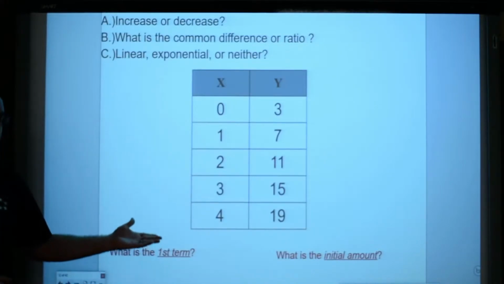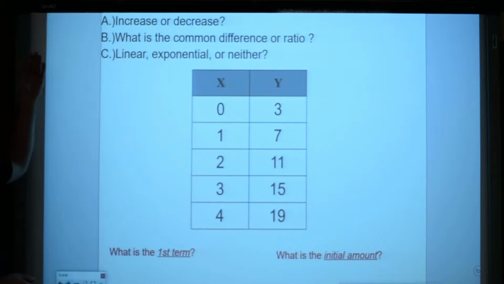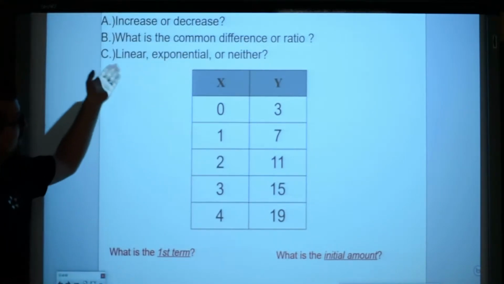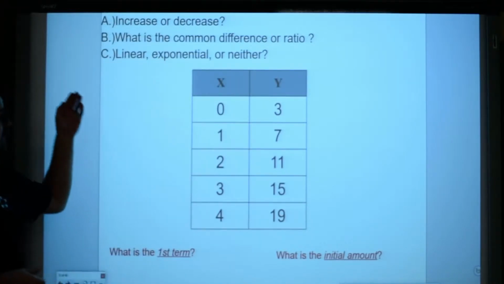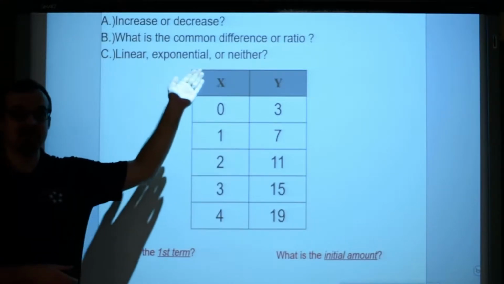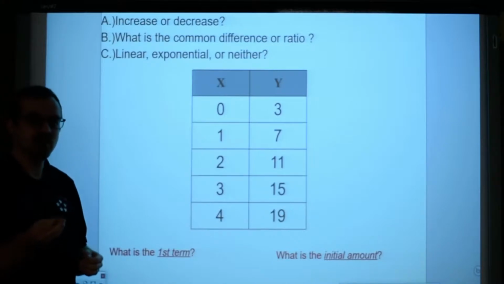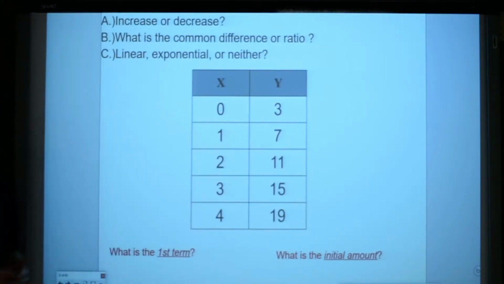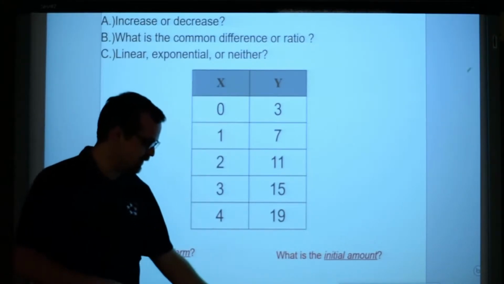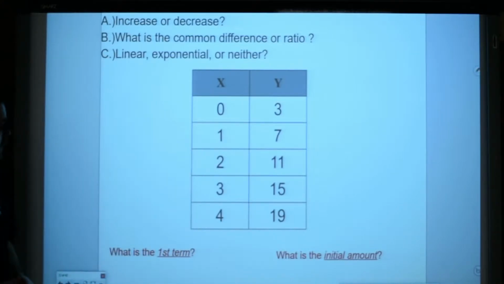So when we're looking at a table here, a couple things we want you to identify are, is it increasing or decreasing? Can you see the common difference or the common ratio? And then is it linear, exponential, or neither? The linear and exponential is going to be tied to whether or not it is arithmetic or if it's geometric. So let me just go through this example real quick, let you try the second one, and we'll call this video good. So let's go ahead and look at it.